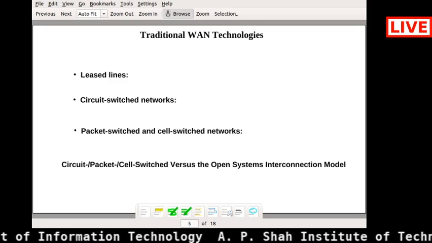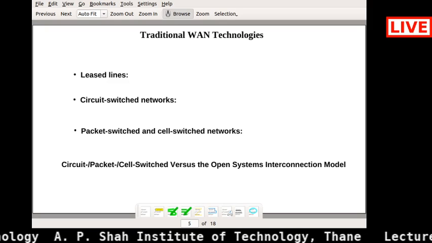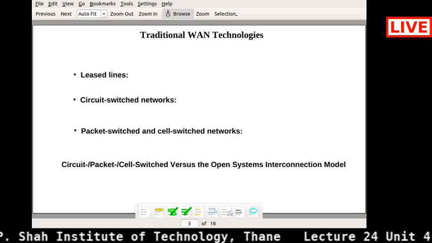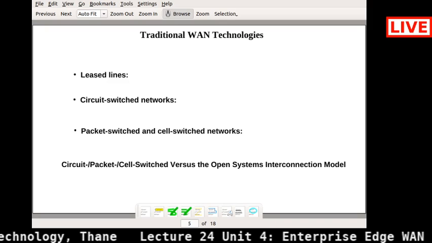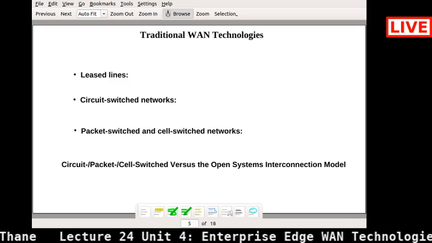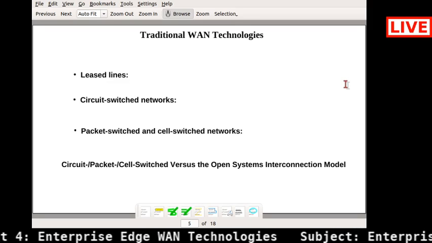And also the ISDN networks too, right? So in this particular circuit switched technology, with respect to the OSI model, it will be directly matched with your physical layer, right?